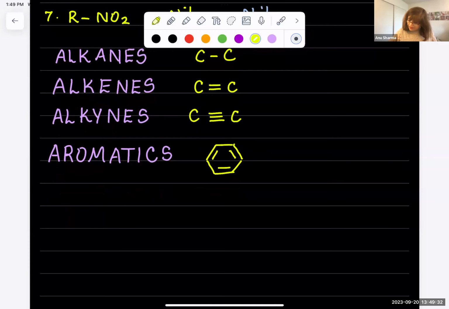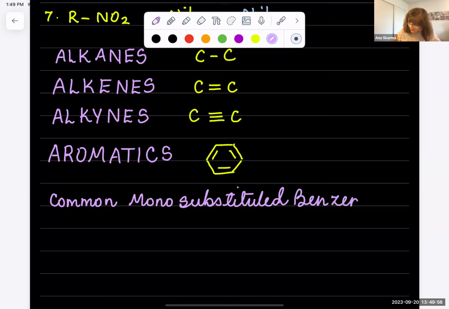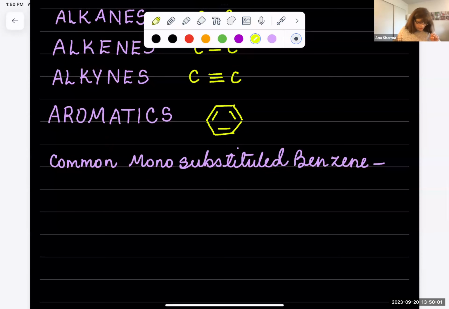Let's look at the order of priority here also, just so you have them. Here are the common mono substituted benzenes. So what is the order of priority here? Let's look at it: number 1 is the methyl, then, I think I'm doing this right.